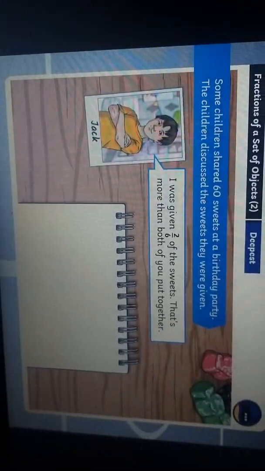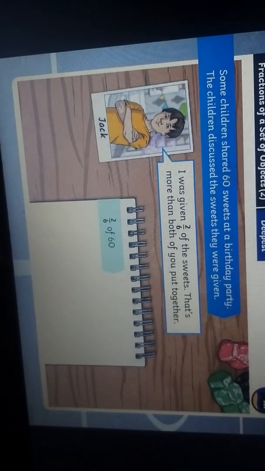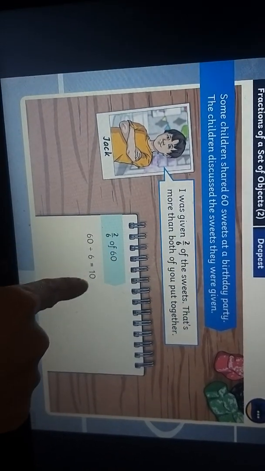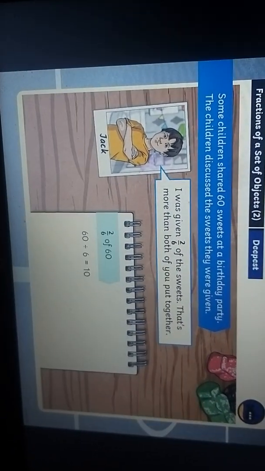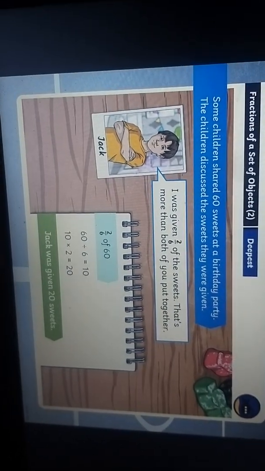So Jack says, I was given 2/6 of the sweets. That's more than both of you put together. So 2/6 of 60. 60 divided by 6 is 10. And then you times that by 2, which is 20. So Jack was given 20 sweets.